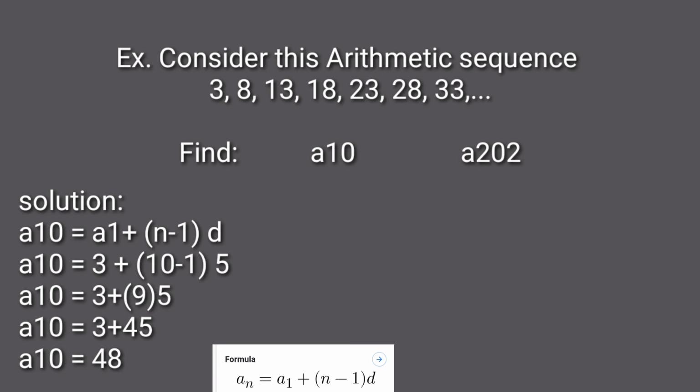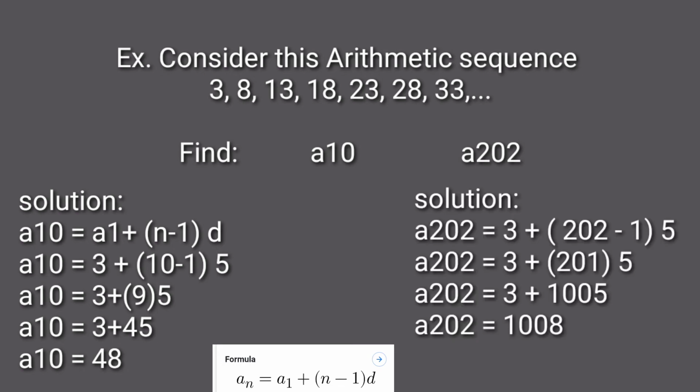Alright, let's proceed to the next one, the 202nd term, or a202. Like earlier, we use the same formula: a sub n equals a1 plus the quantity n minus 1 times d. We substitute, so a202 equals 3 plus 202 minus 1 times 5. So 201 times 5 is 1005, plus 3, that would be 1008. So our 202nd term would be 1008.